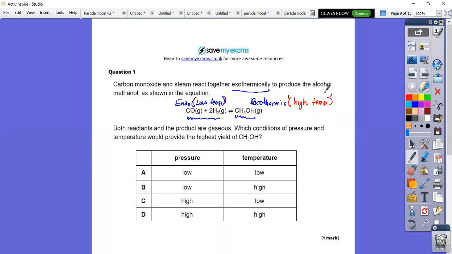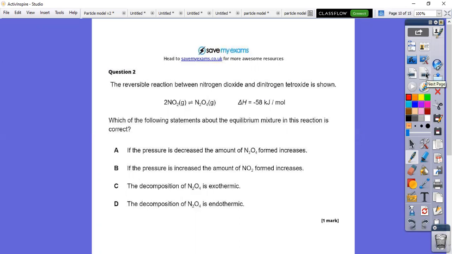Okay, I see. And maybe the part that confused you was that carbon monoxide and steam react together exothermically. So you thought, okay, carbon monoxide, so this is exothermic. They meant that side of things. No problem. So for this one, did we say C? Yeah. Good. Number 2.